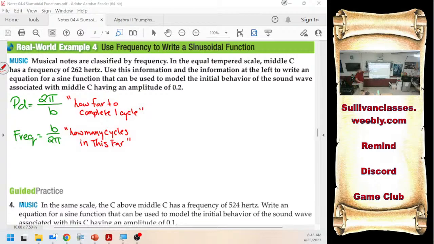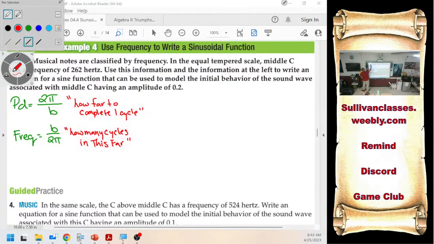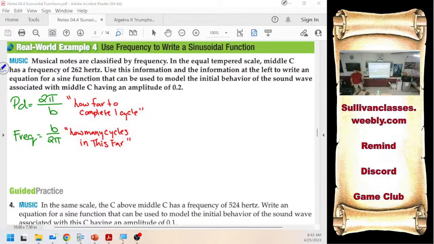Okay? So we talked about those a little bit, and then they gave you examples. Musical notes classified by frequency. Tempered scale, middle C, has a frequency of 262 hertz. Use that information to write an equation. The thing at the left was just a picture of a keyboard with different frequencies on it. Doesn't matter. Write a sine function that can model the behavior of the sound wave, having an amplitude of 0.2. They just told me amplitude.